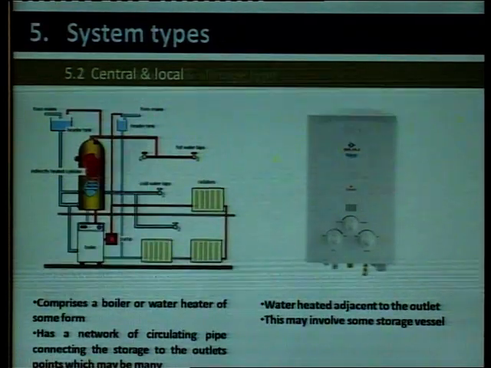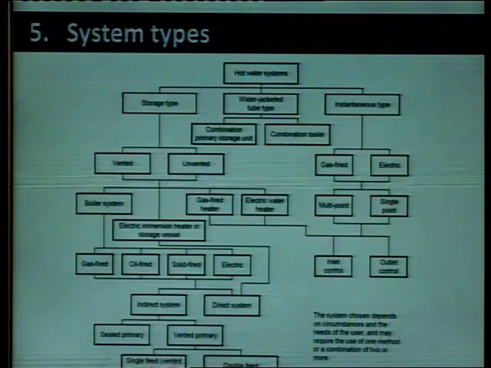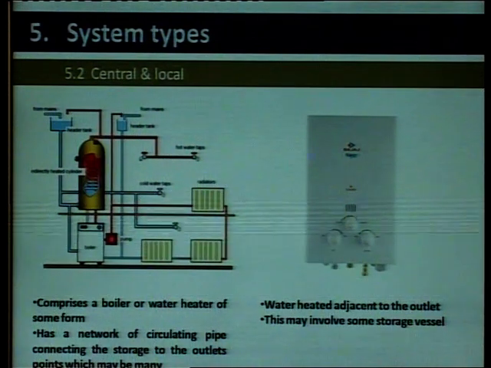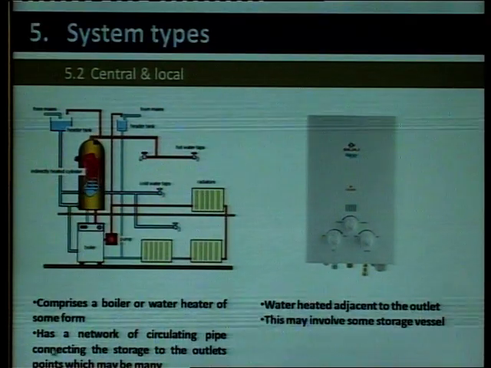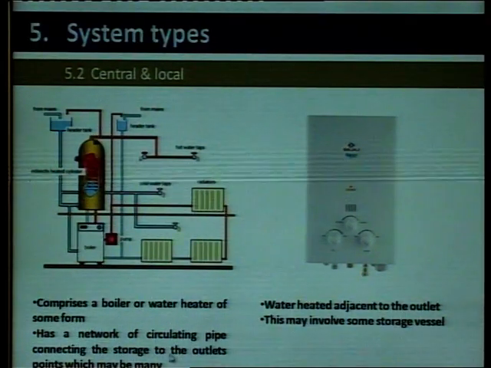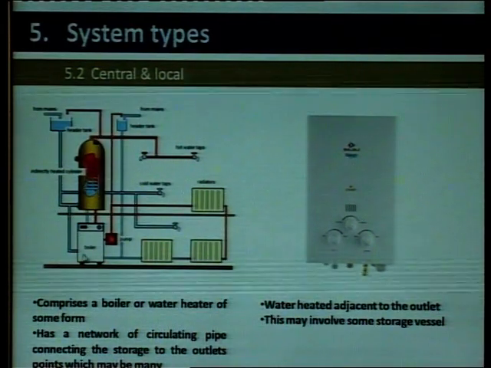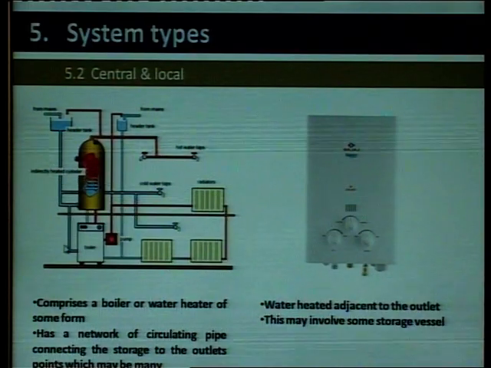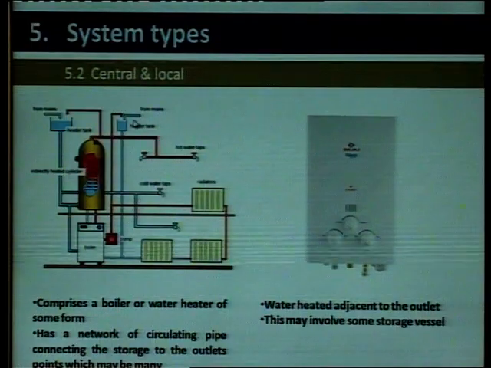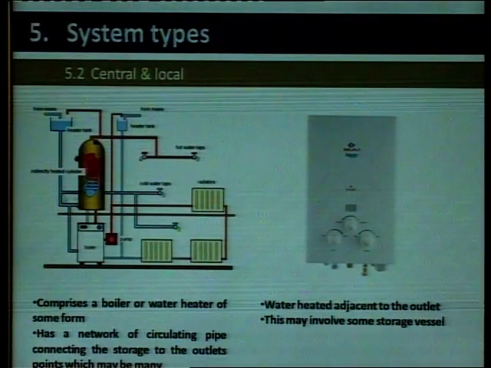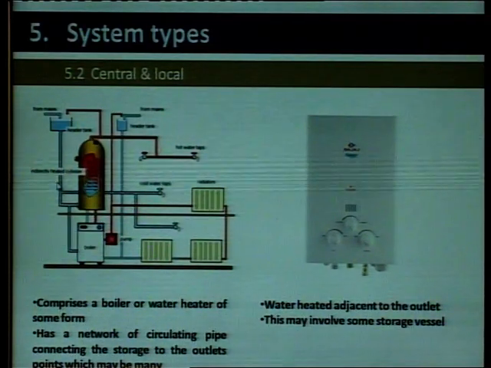Okay. Then as we were saying, there are instantaneous, storage, very simple, central and local. So central systems comprise a boiler or a water heater of some form and have a network of circulating pipe connections, the storage to the outlet points which may be many. The visual on your left side shows that you have an input and there is a boiler, and then there is a pump which is taking the hot water up, and then it is supplied, and additionally there could be an indirectly heated cylinder also.